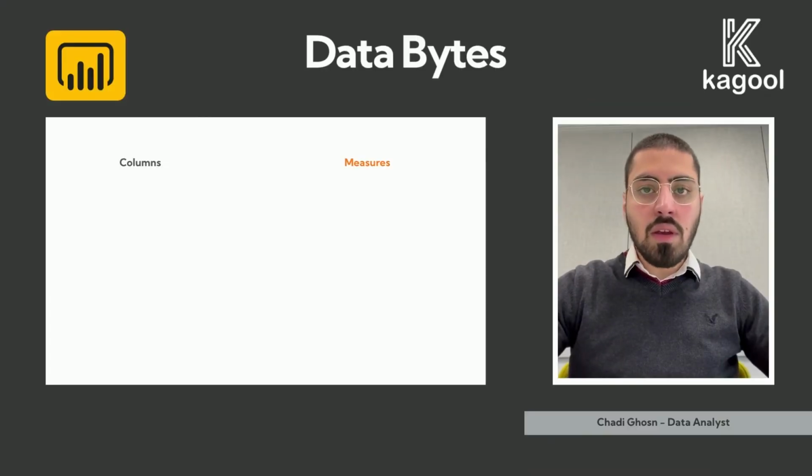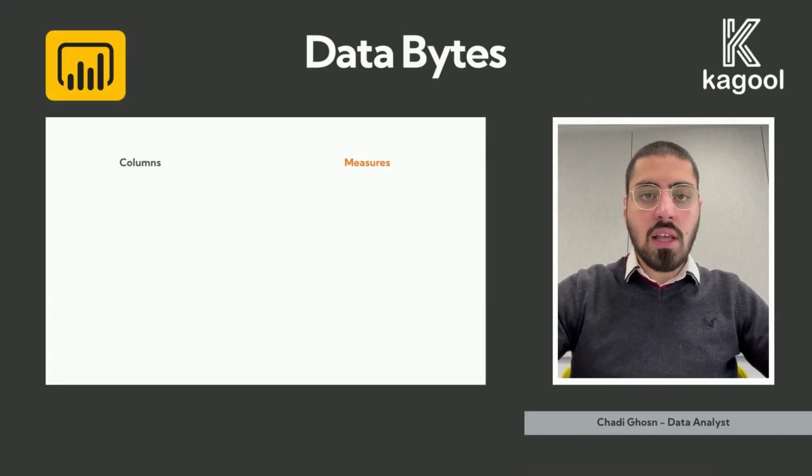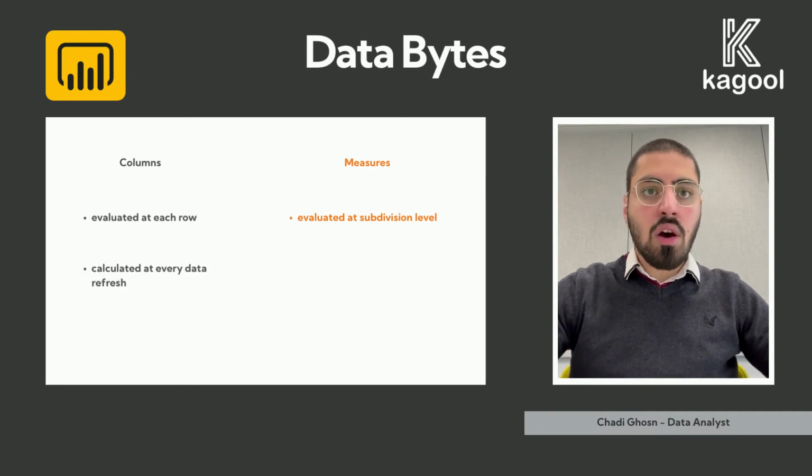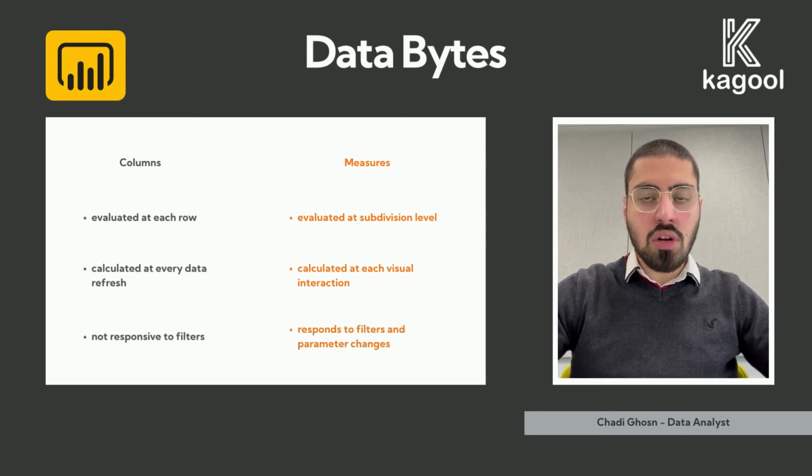The main difference between calculated columns and measures is that the columns are evaluated at each row, whereas measures are only evaluated at the subdivision level they are plotted at. Columns are calculated each time a data refresh is performed. On the other hand, measures are calculated at each visual interaction, which means that unlike measures, column values are not responsive to filter selection or parameters.